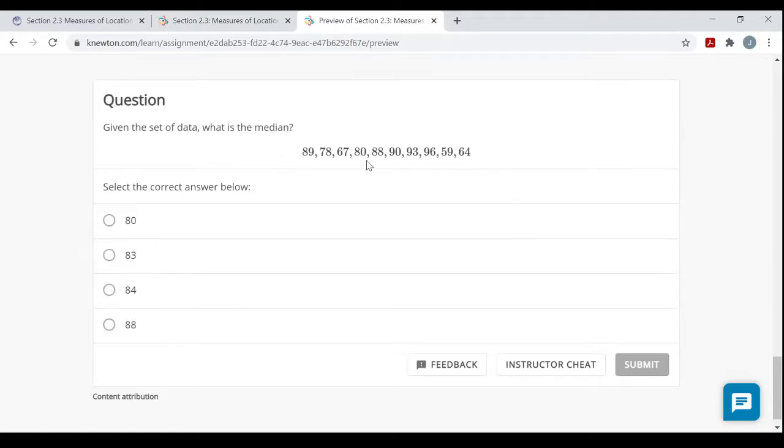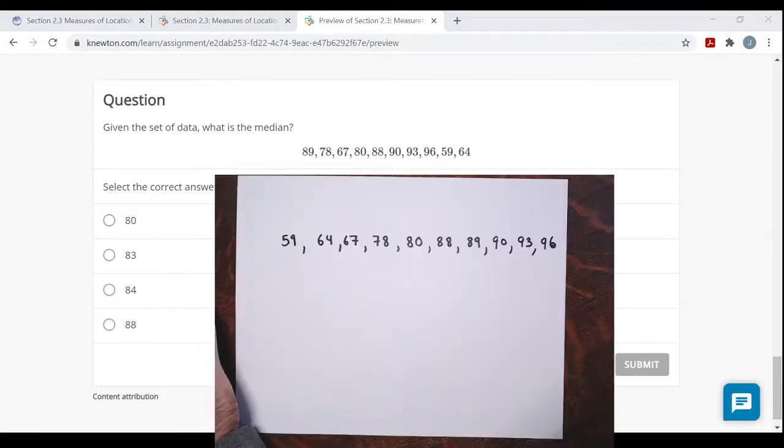All right. Now you could arrange it. There aren't that many values here. There's 1, 2, 3, 4, 5, 6, 7, 8, 9, 10 values, right? So there's an even number of data. So first I'm going to rearrange this in order from least to greatest. I'm going to do that on paper and bring up a paper in a second.